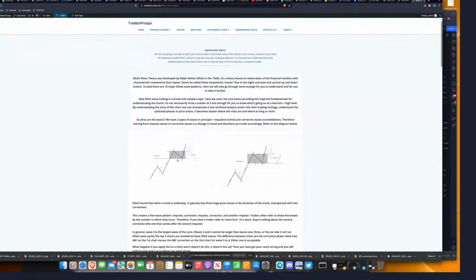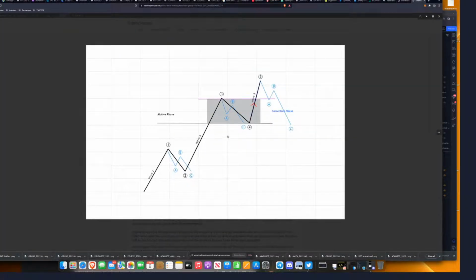Elliott wave theory. Just a quick one for you guys. So Elliott wave theory: wave 1, 2, 3, 4, 5. Wave 3 to 4 is the most complex. And then you have the last one.